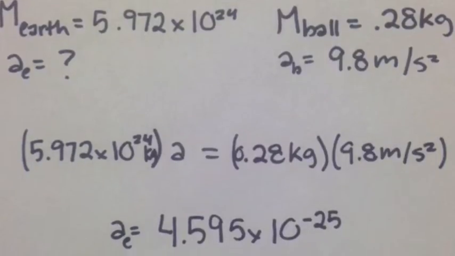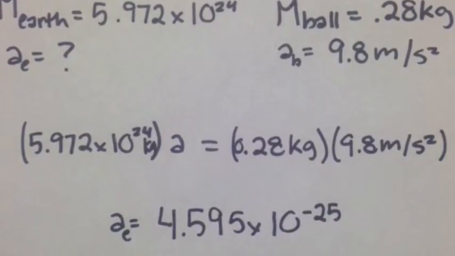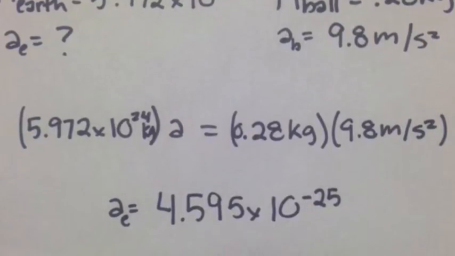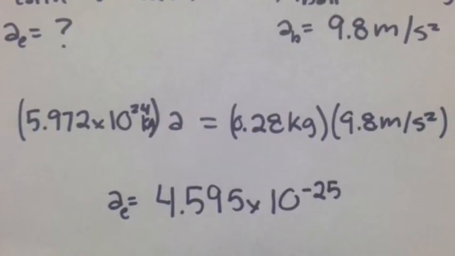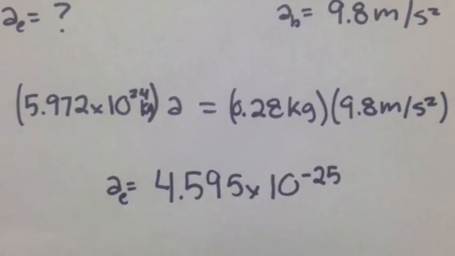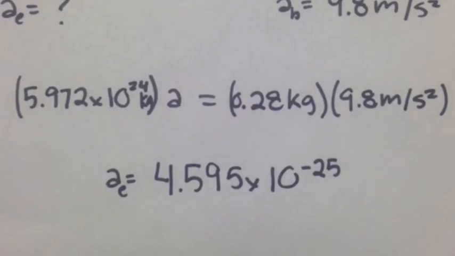We can set these equations equal to each other to find the acceleration of the earth towards the ball. After doing all these calculations, we get that it is 4.595 times 10 to the negative 25th meters per second squared.